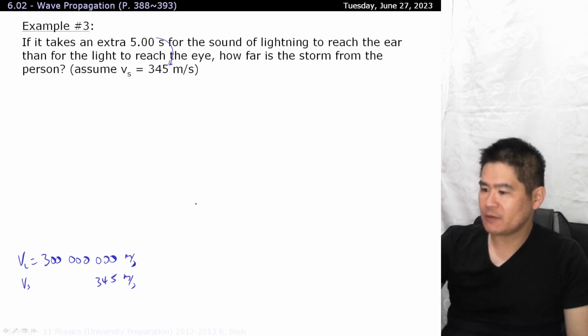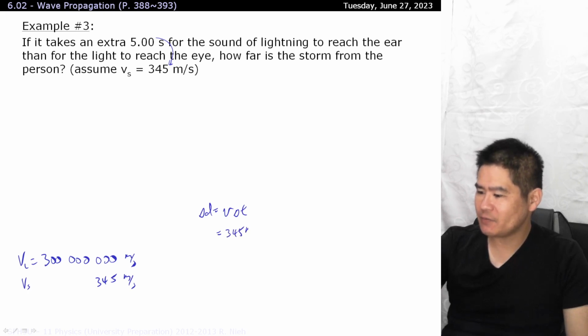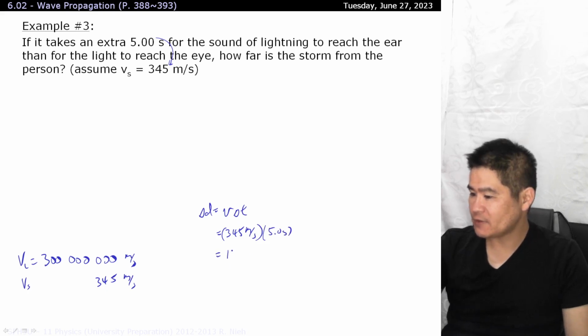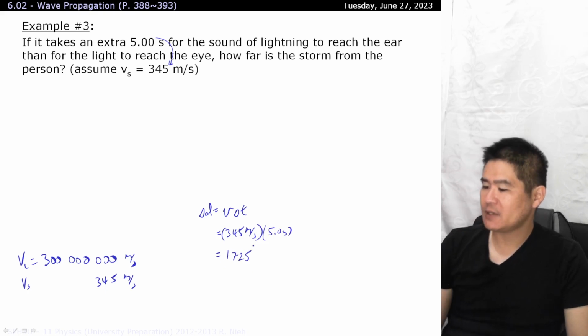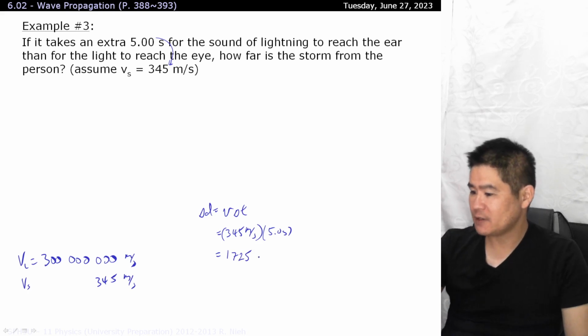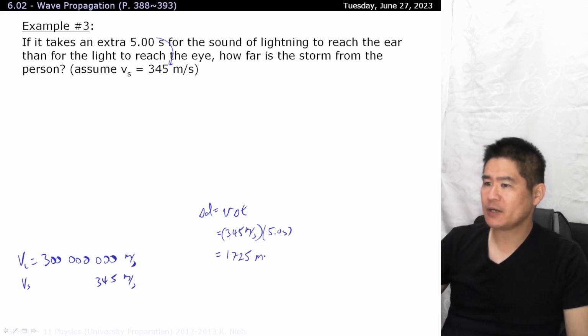Well, actually, we'll do the formula first. Distance, by the way, is equal to speed times time. I think we covered that in a previous episode. Or is it this one? I can't remember. Okay, distance is equal to 345 meters per second times the time of 5.0 seconds. 3 times 5 is 15. 5 times 4 is 20. 5 times 5 is 25. So 1725 meters.